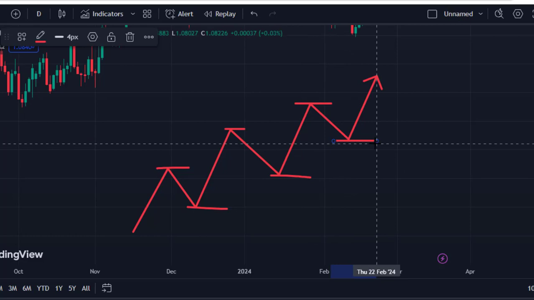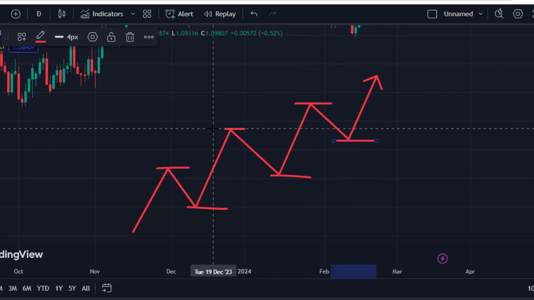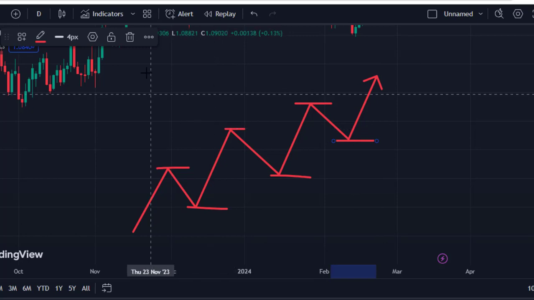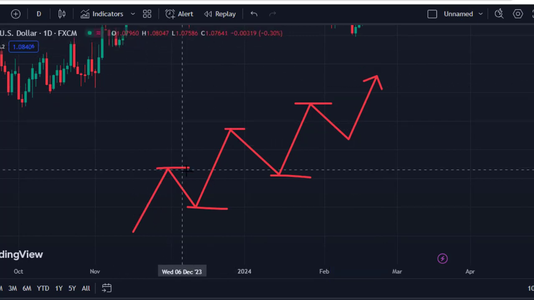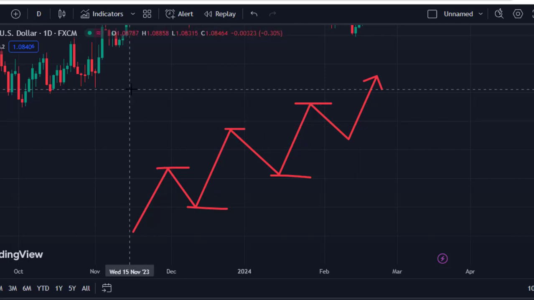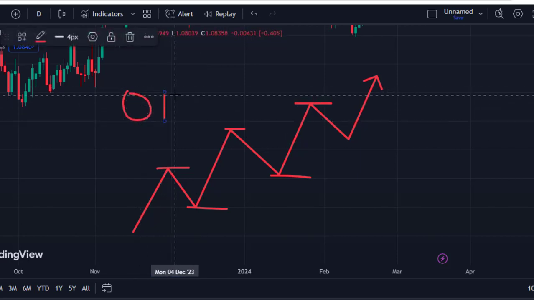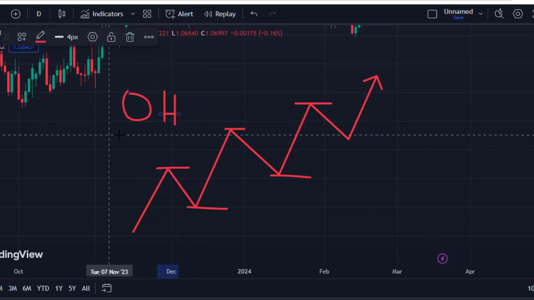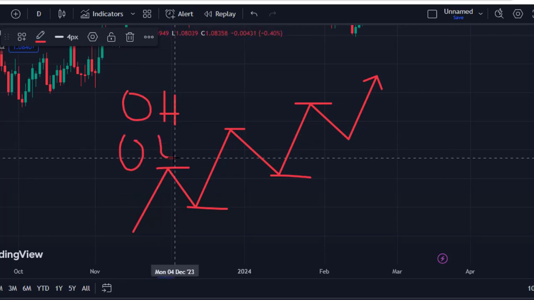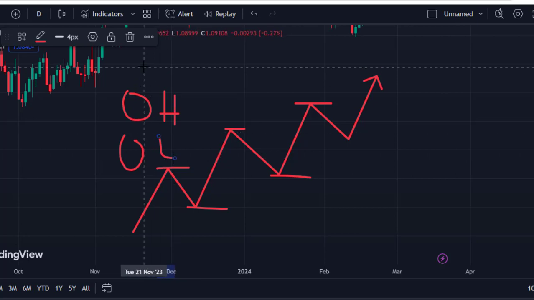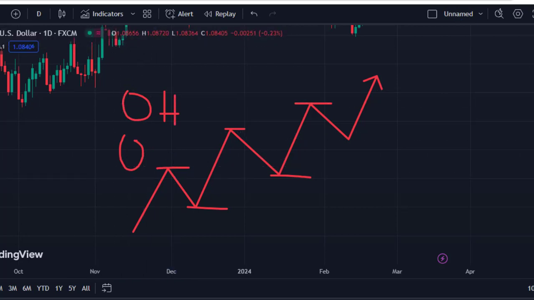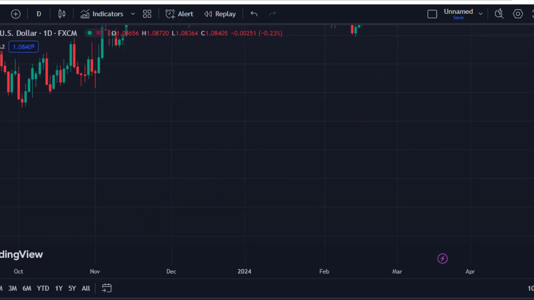One of the most important ways to identify liquidity early in the market is considering old highs and old lows on your chart. Once you can identify the old high and old low on your chart, it will help you identify liquidity in the market.